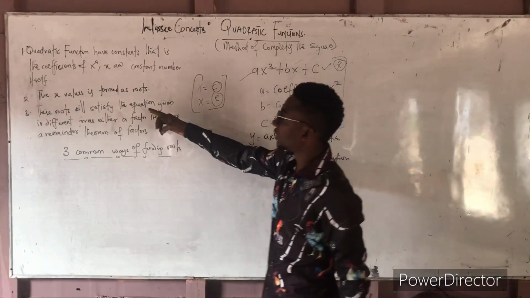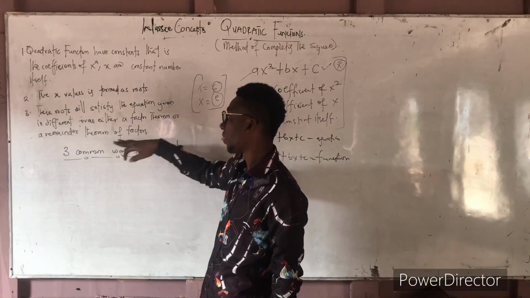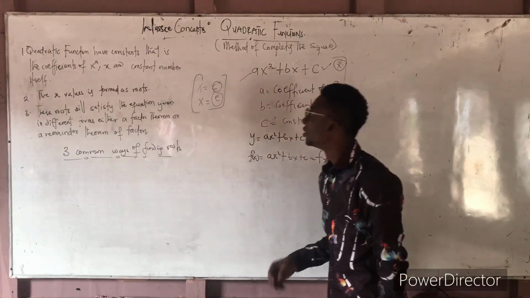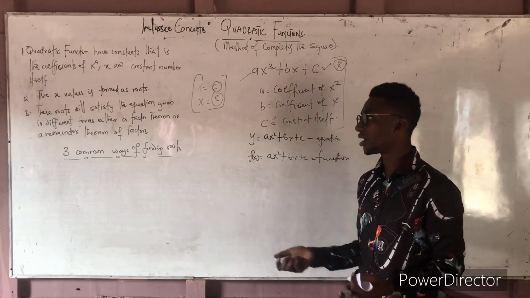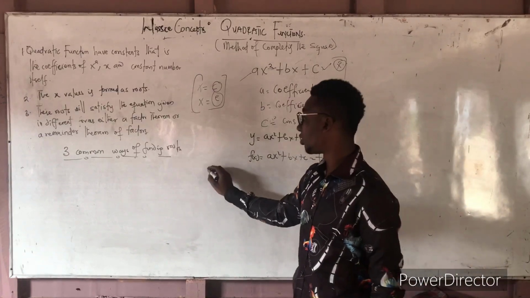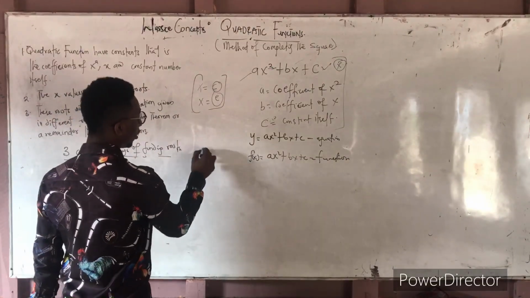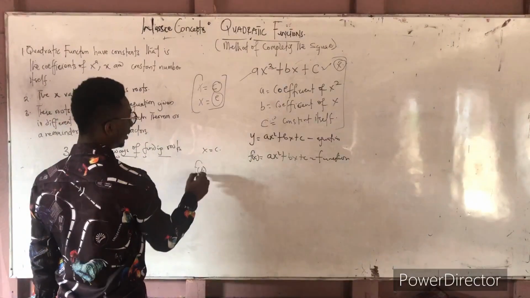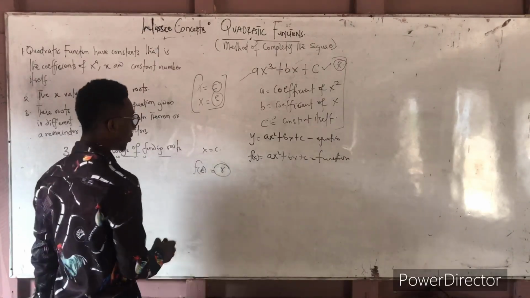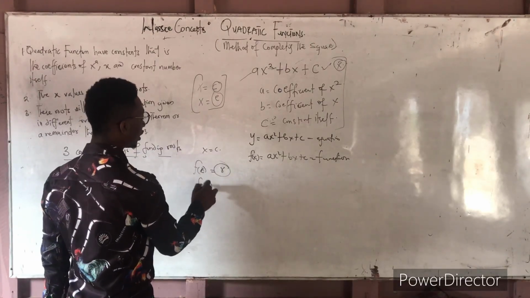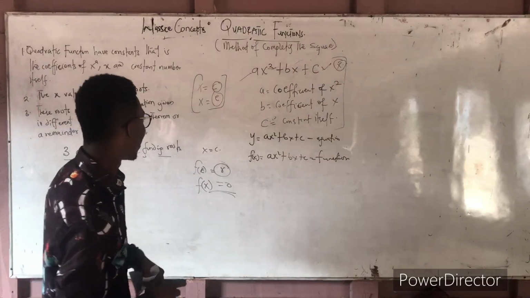These roots will satisfy the equation, given in different forms, either the factor theorem or the remainder theorem. The remainder theorem is when you have f of x, and x is equal to c, so f of c is equal to a certain value r. That is the remainder theorem. And the factor theorem is f of x will always be equal to 0.